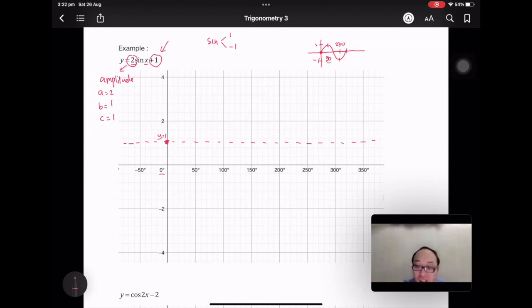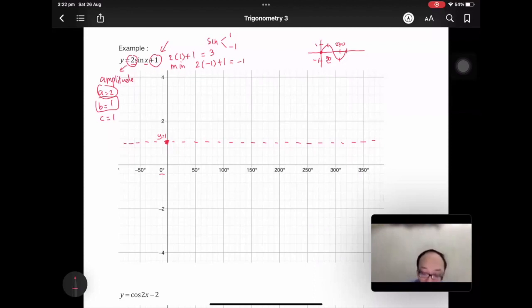Maximum at 90 degrees. Since b equals 1, we still have the maximum at 90 degrees. So what's the maximum value? Sine maximum is 1. Now the amplitude is 2, so it's 2 times 1 and then plus 1. So the maximum value will be equal to 3. And the minimum value will be negative 2 plus 1, which is negative 1.